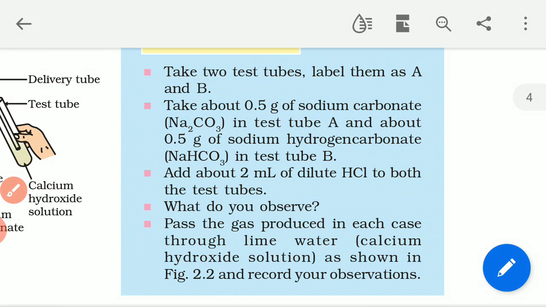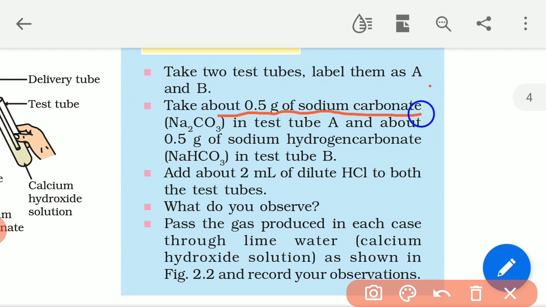Now we see the activity. Take two test tubes labeled A and B. Take about 0.5 gram of sodium carbonate, Na2CO3, in test tube A and about 0.5 gram of sodium hydrogen carbonate, NaHCO3, in test tube B.